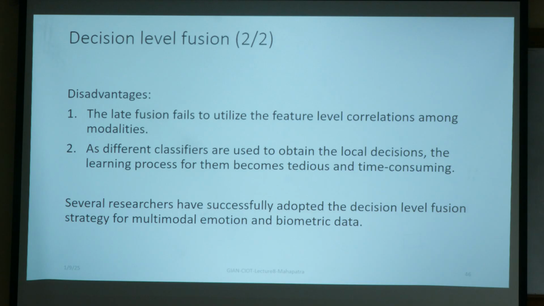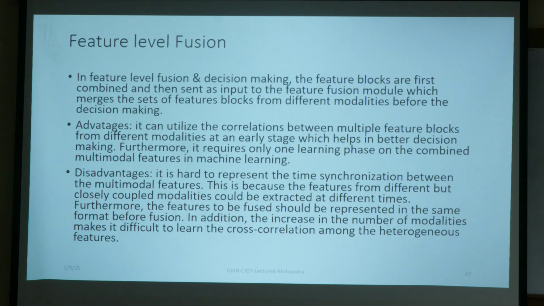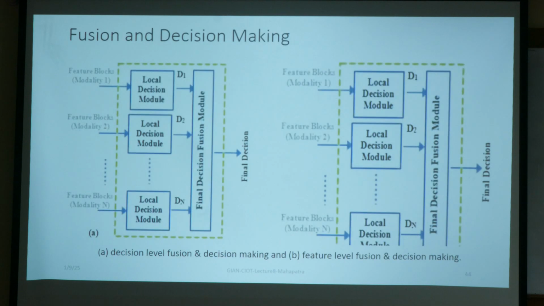The second one is decision level fusion. Wait a minute, the second one is this one, right? That's the feature level fusion. What happens in the feature level fusion and decision making? The feature blocks are first combined. Decision was taken individually earlier, but now that will combine first. Okay, so which means we should get a combination here instead of being separately done.